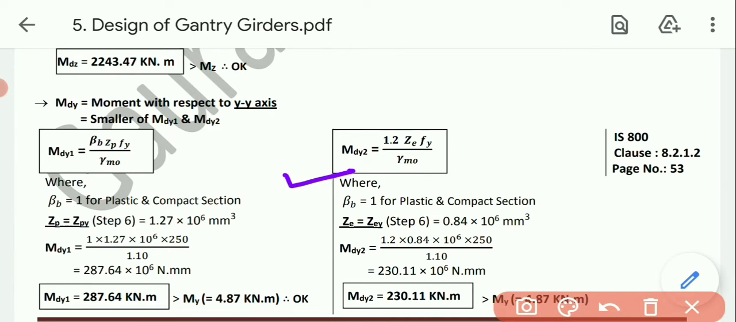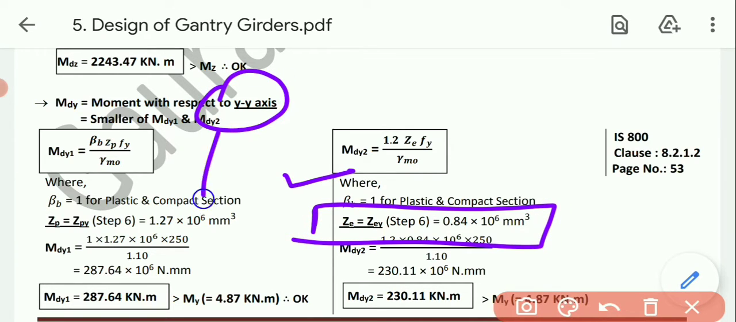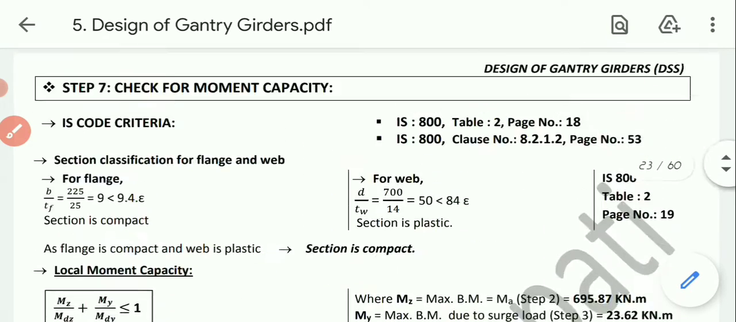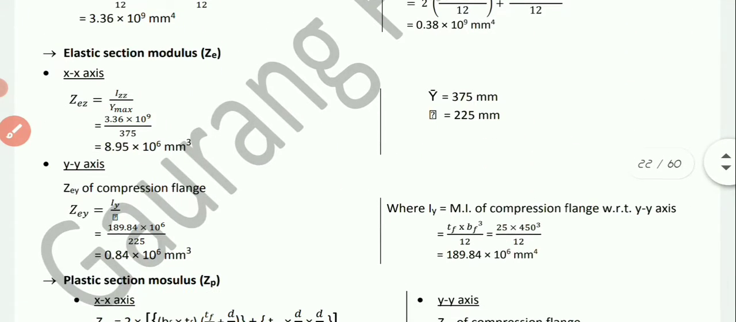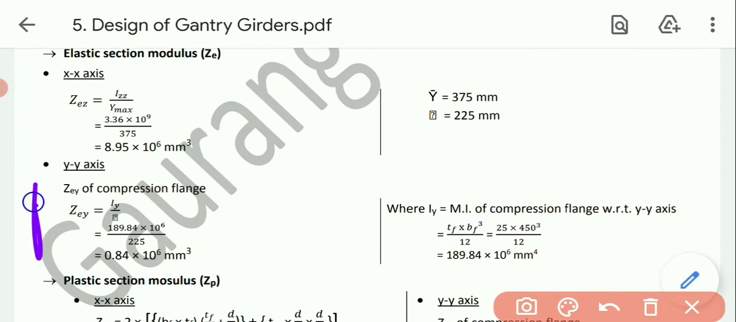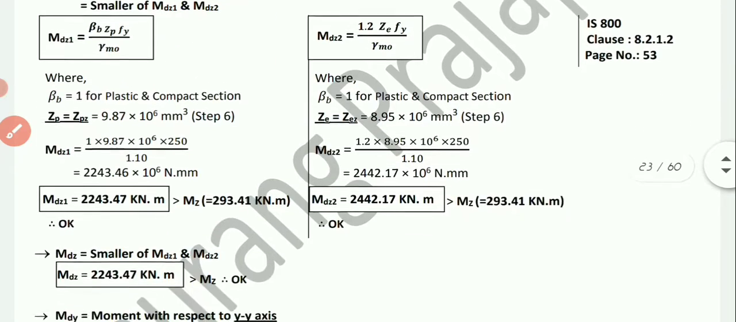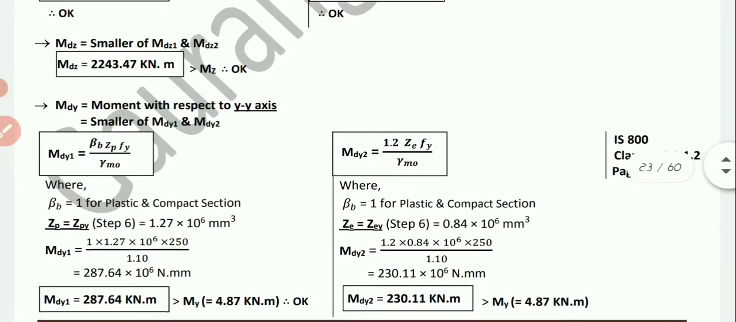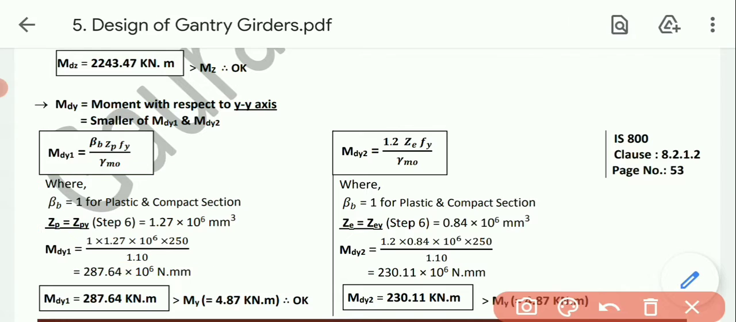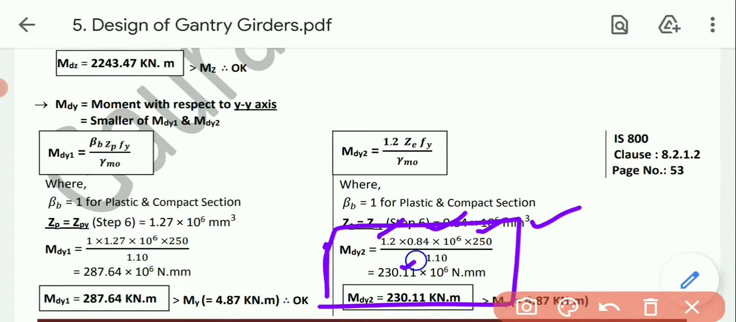Similarly, MdY2 = 1.2 Ze fy by gamma m0. In this one the unknown Z equals Zy, as we are going to design with respect to the y-axis. That means we use Zy over here, which is 0.84 × 10^6. Let's put down this value over here: 0.84 × 10^6, fy 250, this one is 1.2, and gamma m0 1.10.